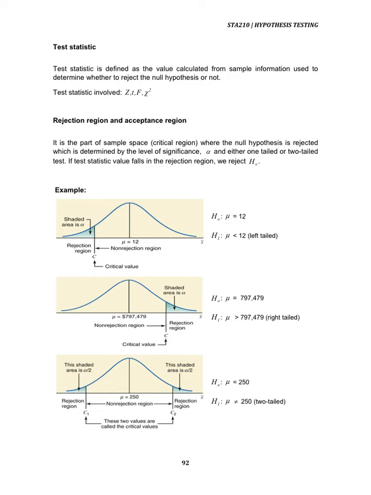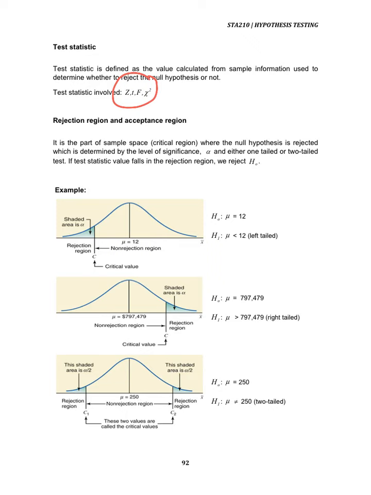Okay, so test statistic is defined as the value calculated from sample information used to determine whether to reject the null hypothesis or not. Okay. So, dekat sini pentinglah untuk you gunakan test statistik yang betul, supaya kita boleh buat keputusan yang betul lah. Okay, next we look into rejection region and acceptance region. So how to make a decision whether we want to reject or we want to fail to reject the null hypothesis? So kita kena decide whether our test statistic tu falls in the rejection region or not. Okay, so how to decide the rejection region? Kita akan tengok example seterusnya, ya.